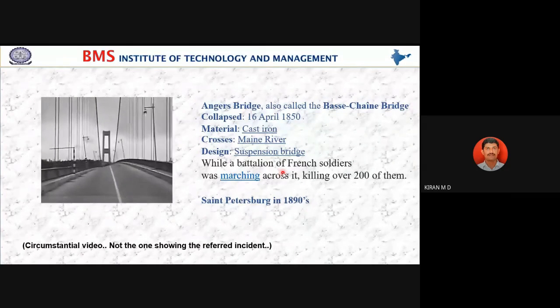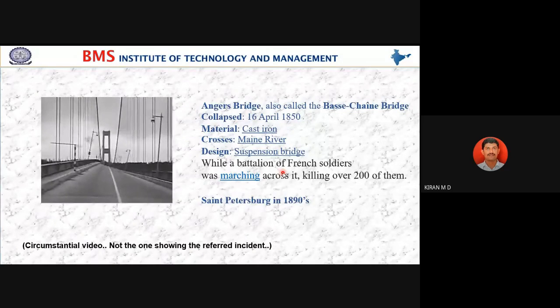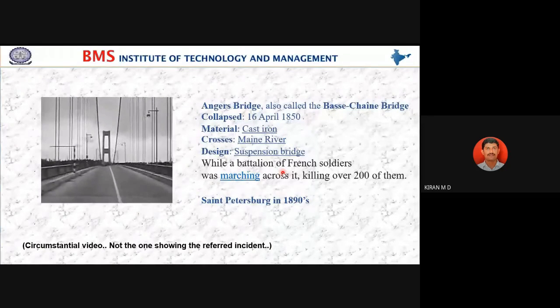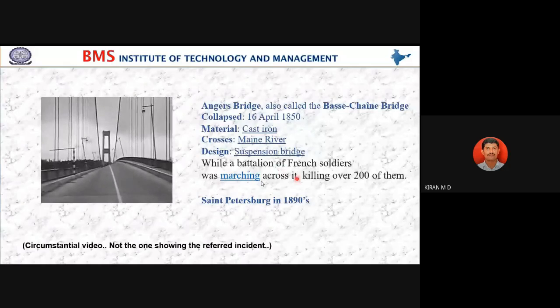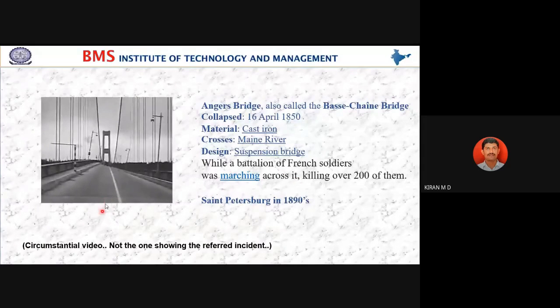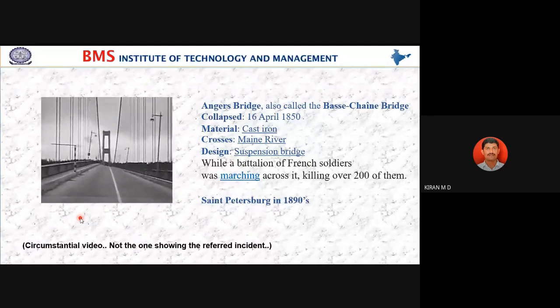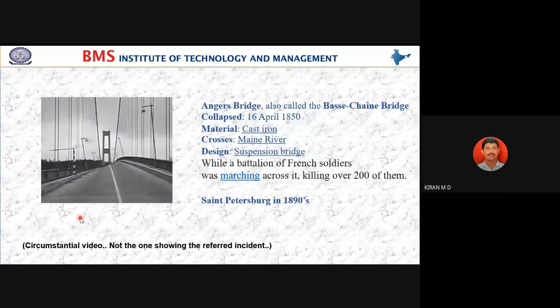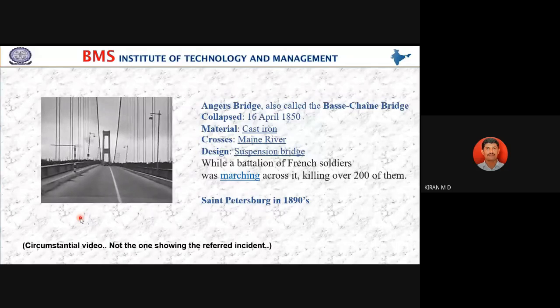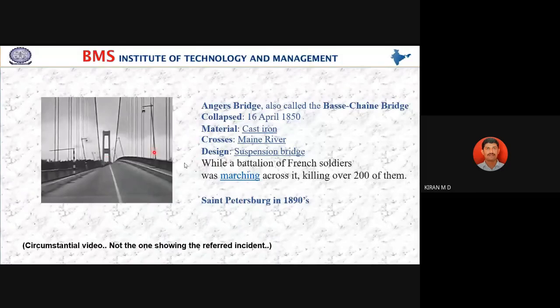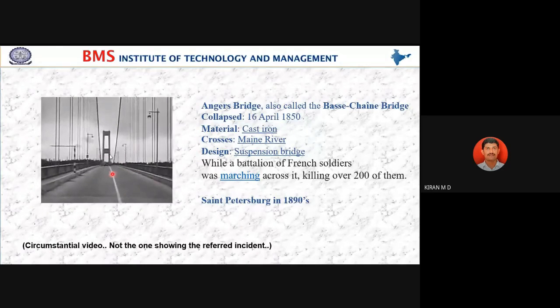It collapsed only due to the march past of 200 soldiers on that bridge. When the French soldiers were doing the march past while crossing the bridge, it created vibration. Due to that vibration, the bridge collapsed. So that is a failure caused by vibration.